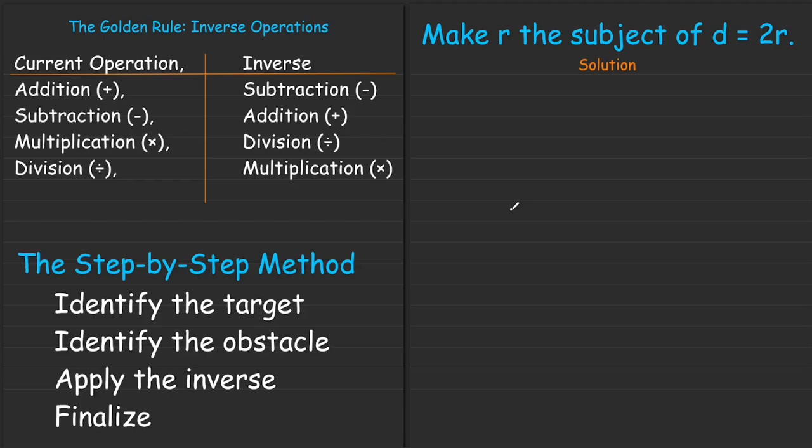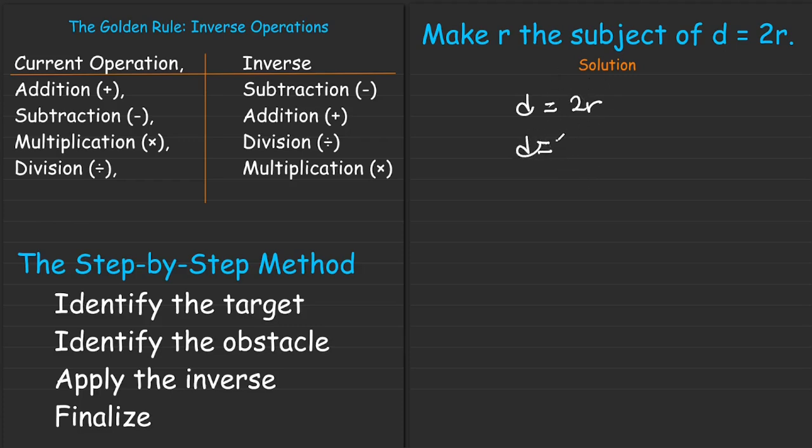To practice and enhance our understanding, let's take this example here. It says make R the subject of D equals 2R. So we have D, which is equal to 2R. Making R the subject means we want R to stand on its own. So we are on a rescue mission to rescue R. All other distractions should move away. Now, what we can consider a distraction here is 2. So we need to take off 2.